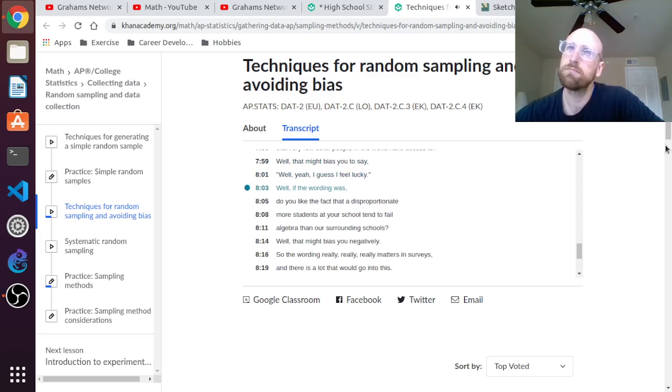While the wording was, do you like the fact that more students at your school tend to fail algebra than our surrounding schools? Well, that might bias you negative. So the wording really matters in surveys, and there's a lot that would go into this. And the other one is called response bias.